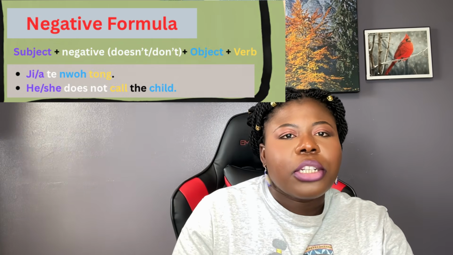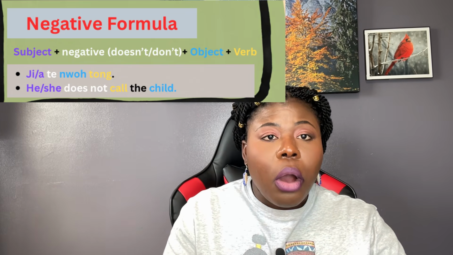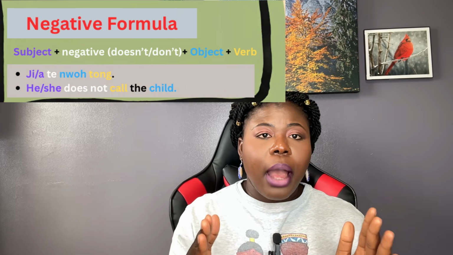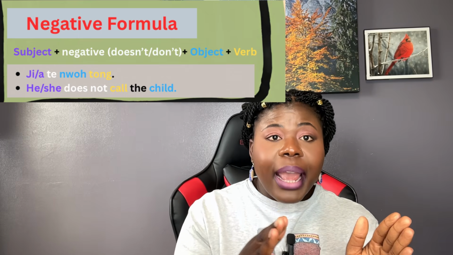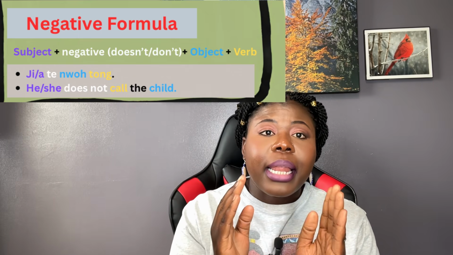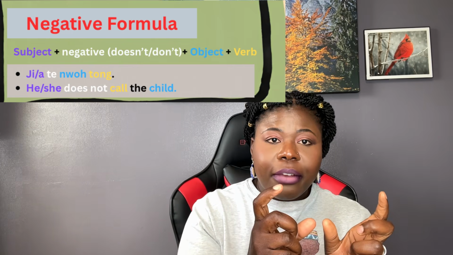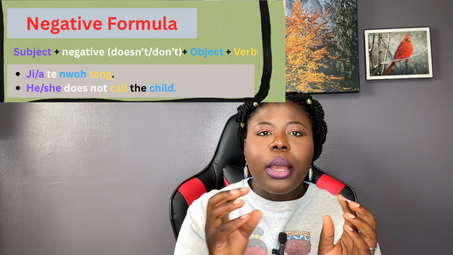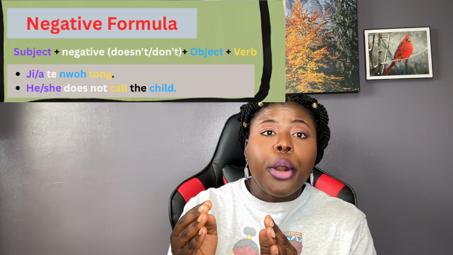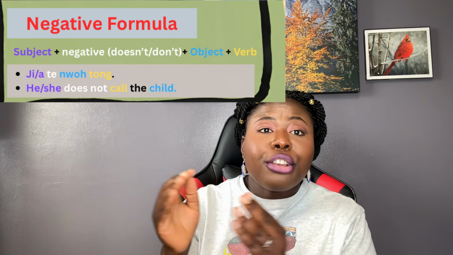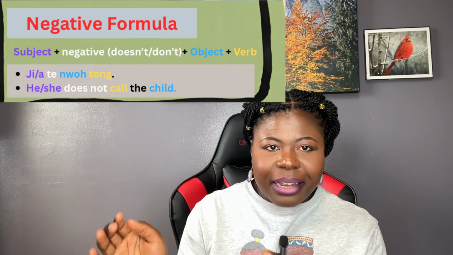He doesn't call the child. How would you say that? Ju te moi tong. Ju te moi tong. Now we're going to change it a little bit, and it will be subject, and then the negative, which will be te, like te will be not. Object will be after the negative. So now it kind of switches a little bit, where the object will be after the negative, moi, and then the verb will be last, like tong. Ju te moi tong. So the verb is last when it's a negative sentence.